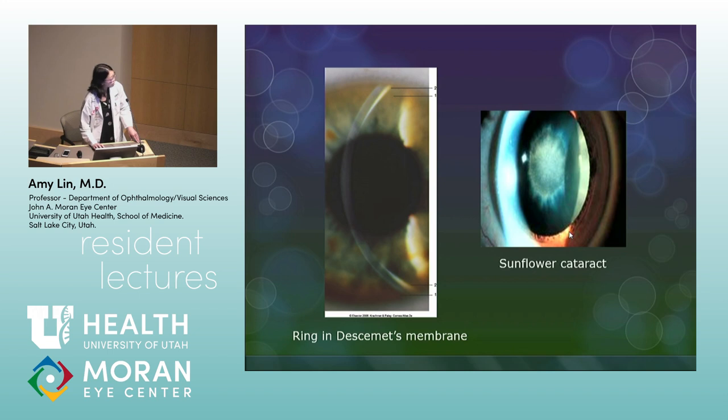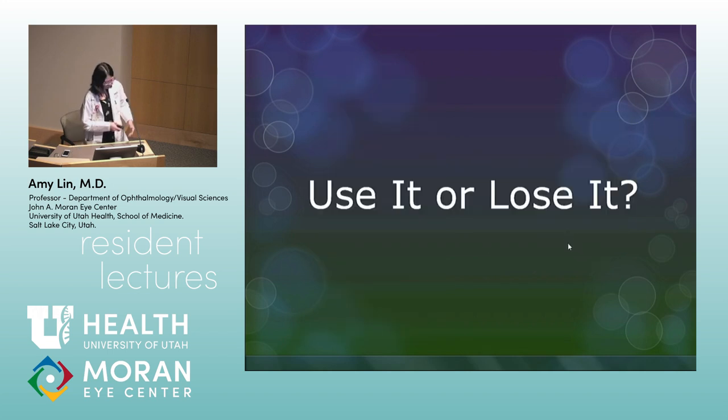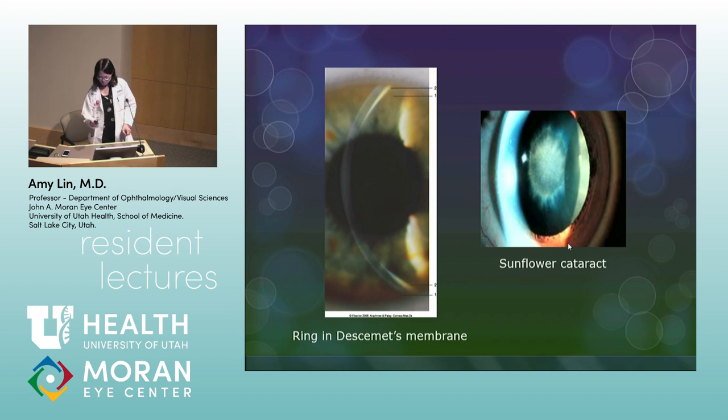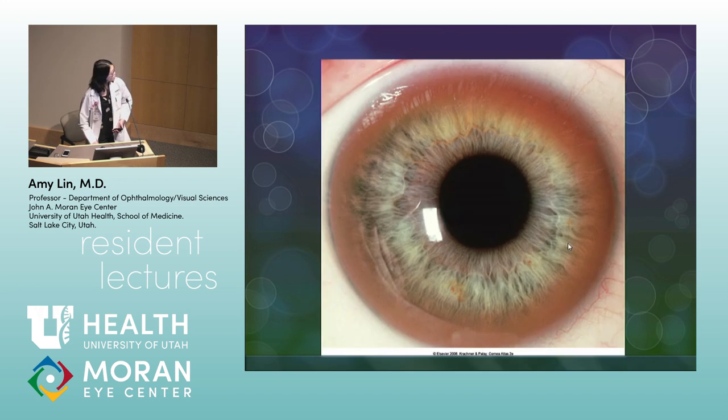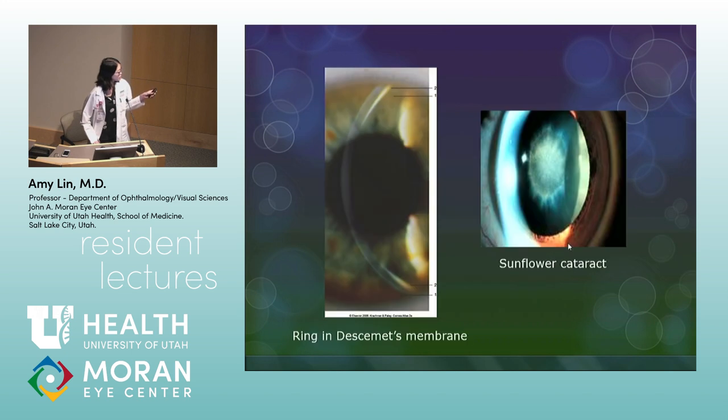This is a picture of a Kaiser-Fleischer ring, let me get the mouse going here. So this is a more subtle Kaiser-Fleischer ring. So you see a little brown deposition at Descemet, but the overlying stroma is pretty clear, and a similar thing is seen up here. So it may not be as obvious as this. So for all those consults you get as an inpatient for ruling out Wilson's disease, do an eye exam, it can be pretty subtle.